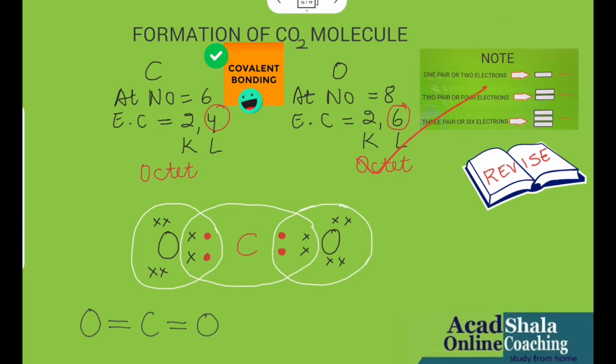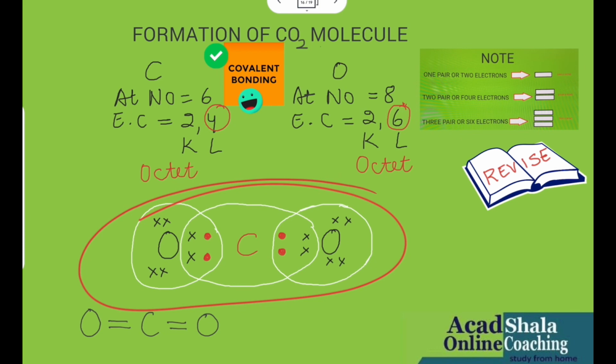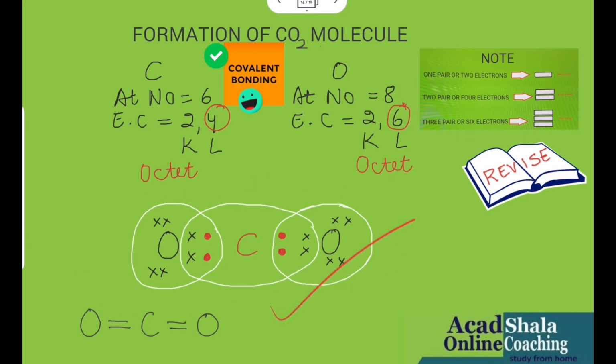While oxygen contains 6 electrons in its valence shell, and it requires 2 electrons to complete its octet. Carbon may complete its octet by sharing 2 electron pairs with 2 oxygen atoms, forming 2 double bonds. The formation of the carbon dioxide molecule is shown below, which we are now going to study in detail. Okay, now see. Carbon is over here and oxygen on its sides.